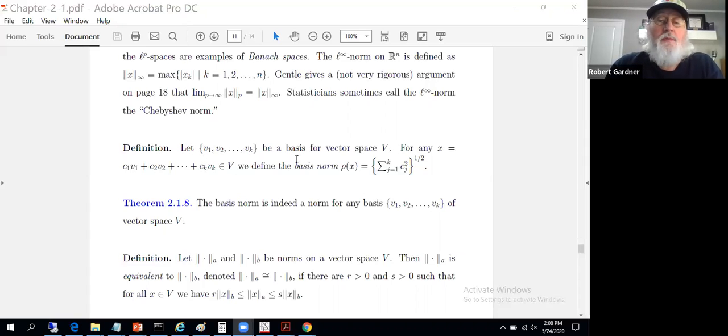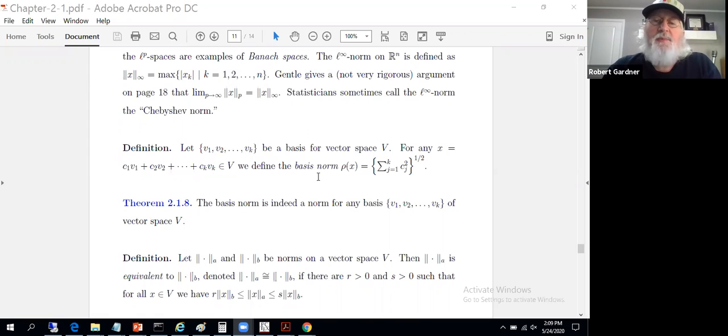So for any basis of a vector space V, say V1 through V sub k, any linearly independent spanning set, for vector x in that vector space, say it can be written as the linear combination C1 V1 plus C2 V2 through C sub k V sub k. Of course, it can be uniquely represented as such if that's the basis. Unique representations are needed because we're going to define something in terms of these coefficients, C1 through C sub k. They better be uniquely determined by the vector.